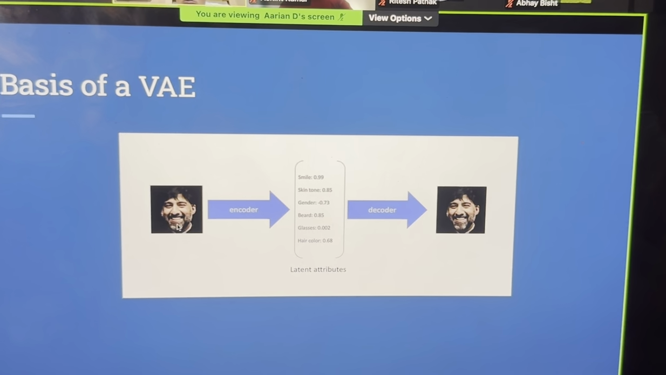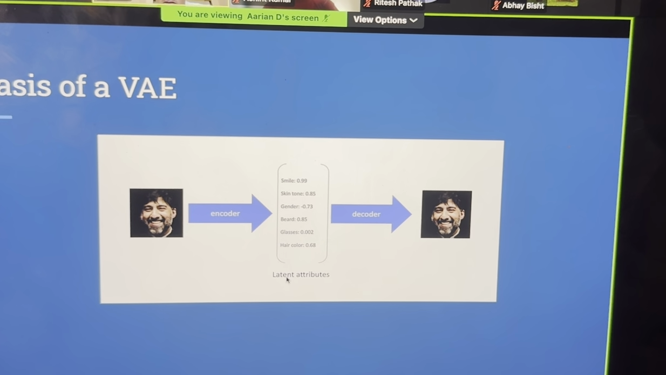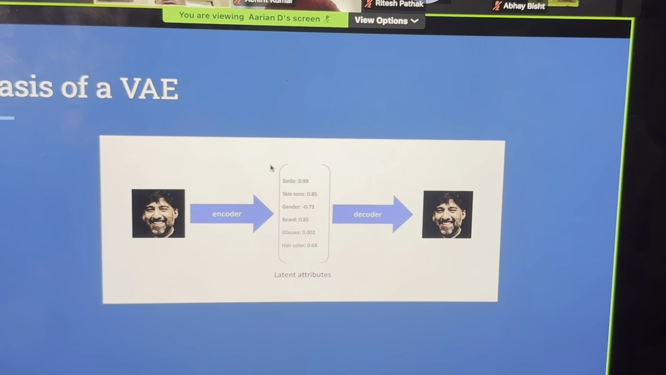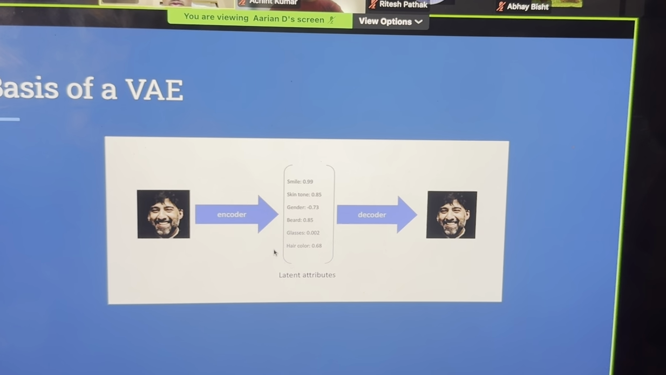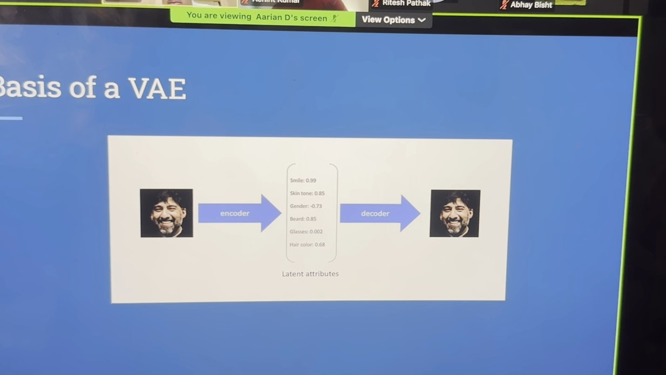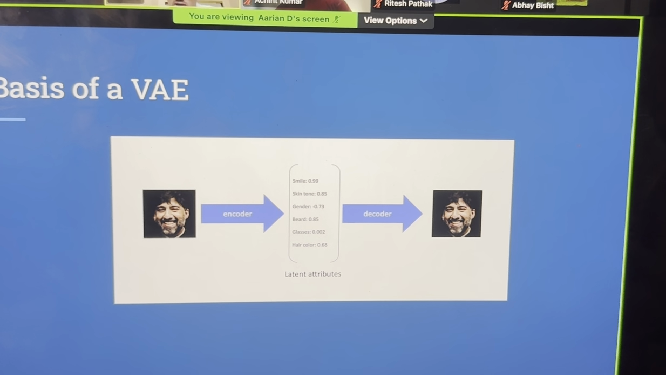Here's another example of how this works. These are the latent attributes, the most important features and attributes of what we put in the encoder, and that is what comes out in the decoder in a much smaller compressed version.